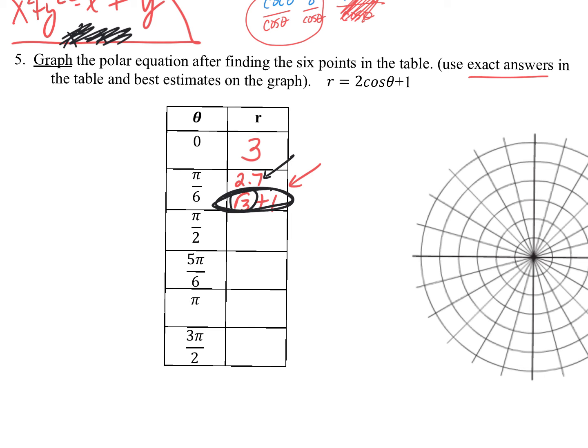Wilson, what'd you get for pi over 2? I got 1. Excellent. 5 pi over 6. McLaren. I didn't have an exact answer, but it's okay.